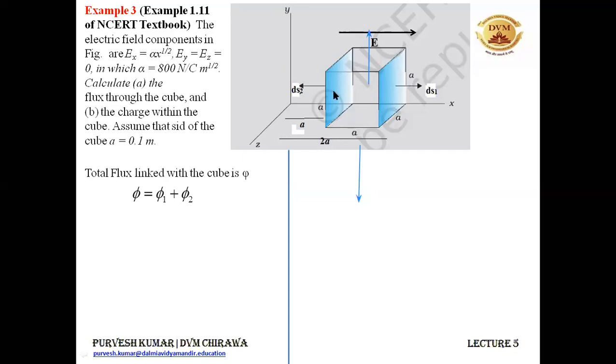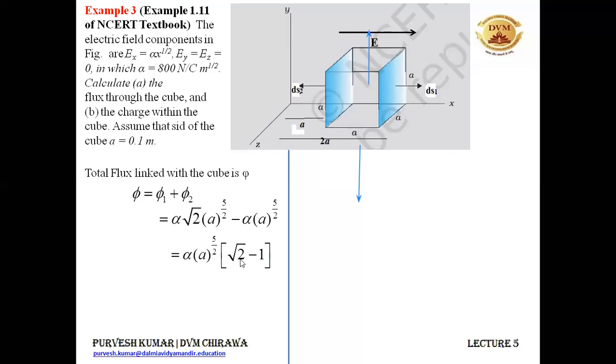We have found the electric flux through the second surface. We have found the electric flux through the first surface. Now add them up to find the total flux linked with this cube. Phi 1 was this. You have written it in your notebook. It is alpha root 2 a to the power 5 by 2. And phi 2 was minus alpha a to the power 5 by 2. Take alpha a to the power 5 by 2 as common, and you are left with root 2 minus 1 inside the bracket.